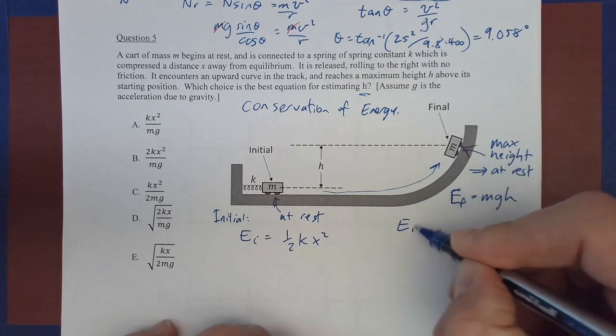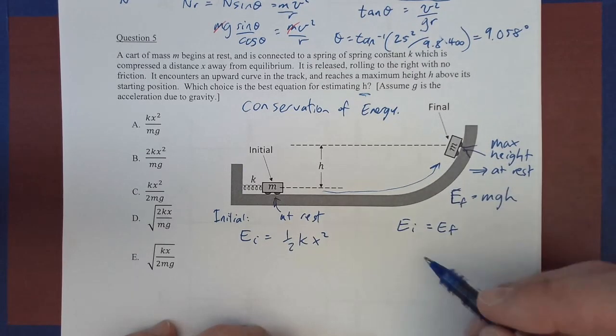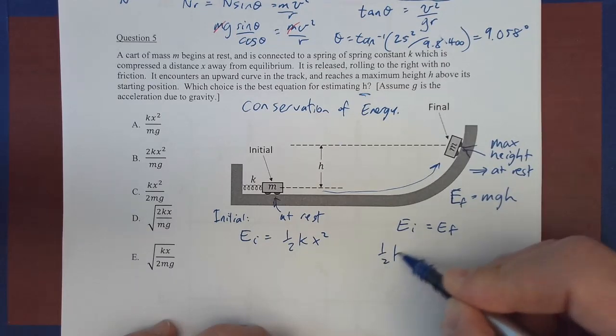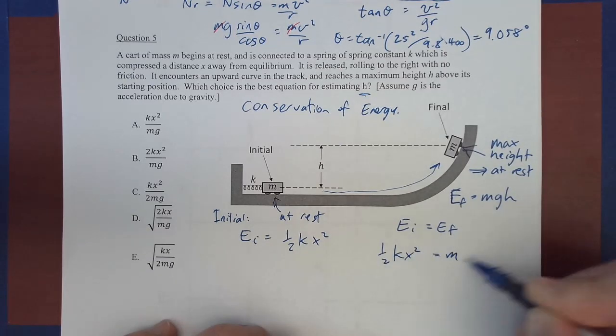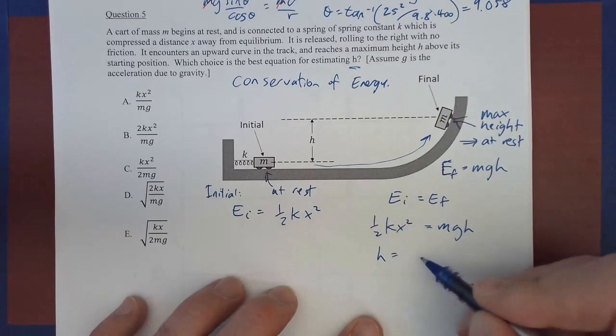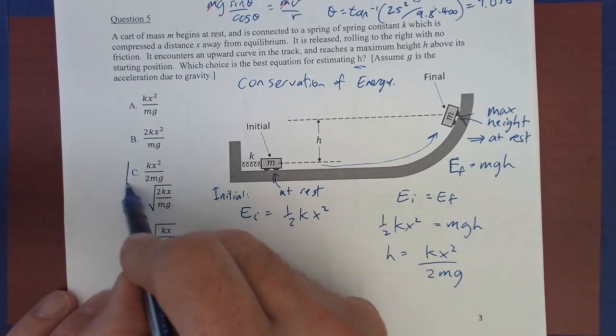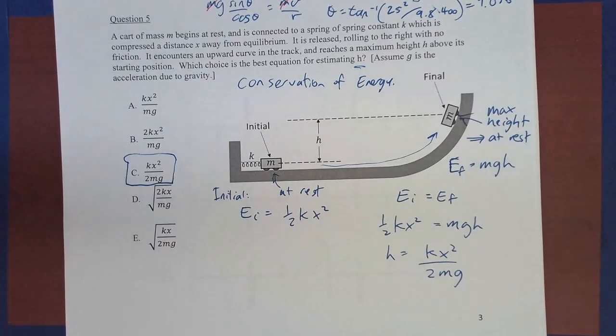So you just say conservation of energy, E initial equals E final. There's no work done or anything like that, so it's just 1/2 k x squared equals m g h. You're trying to estimate h, so h is equal to k x squared over 2 m g, which looks like answer C.